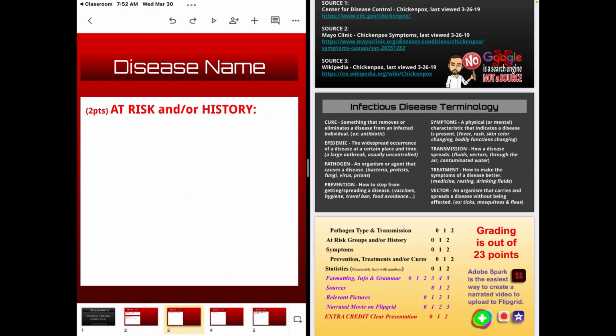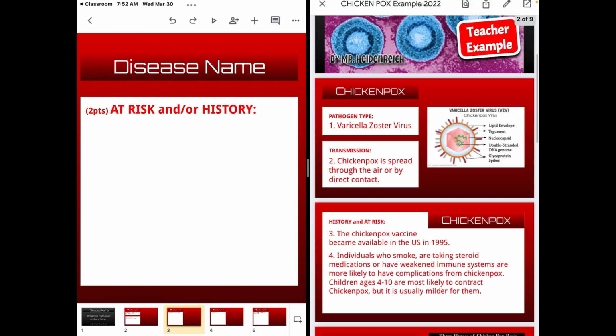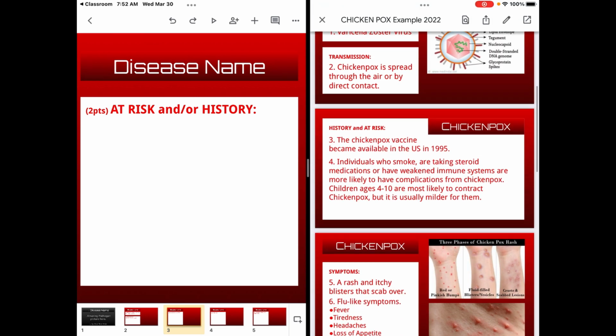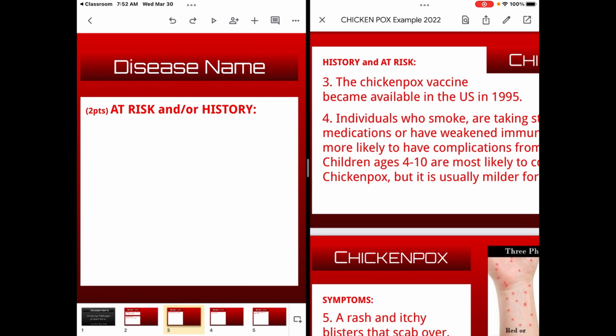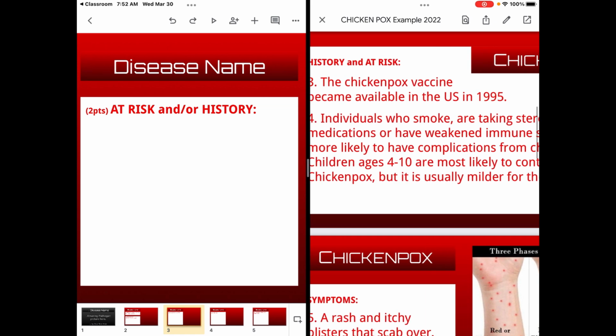At risk or history. Or means you're either going to do 2 points in one category or one of each. So at risk means which population is more likely to get it. I didn't have at risk so much, but I did say individuals who smoke or take medication or have weakened immune systems are more likely to have complications. That's at risk. And children are most likely to get the disease.